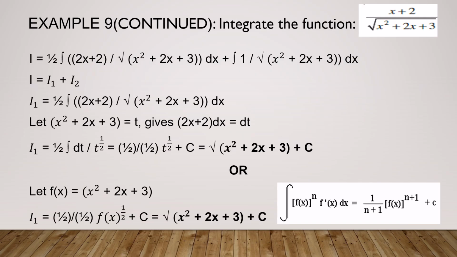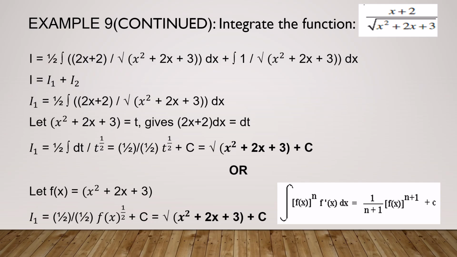See, these type of examples look difficult, but if you solve it step by step using all the formulas, you can get the answer easily. Our original integral has been divided into two parts. Let us get the answer for the first one. First integral is half of integral of 2x plus 2 upon root of x square plus 2x plus 3. Now again I am telling you this can be solved using two methods. One is our very direct method.